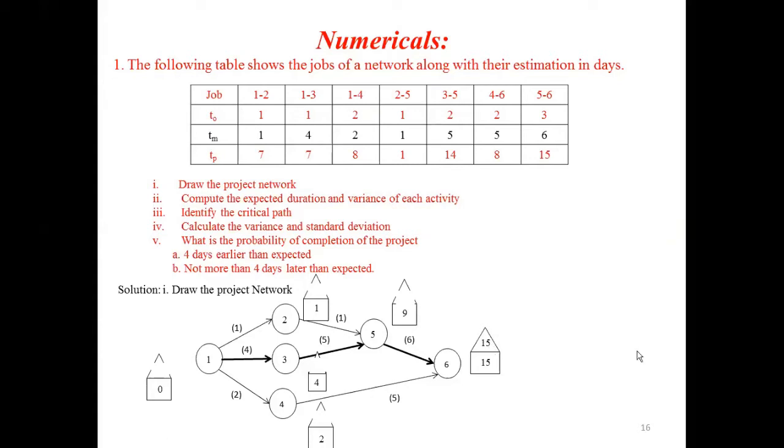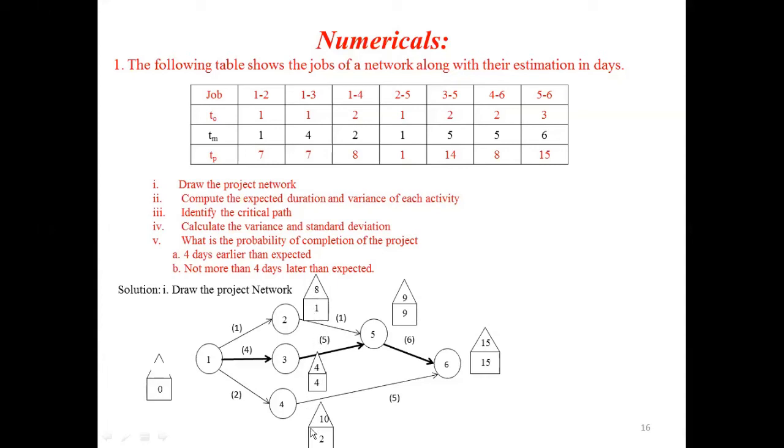Then to fill all these triangle values, you have to start from the ending node. That is a backward pass, that is from the backward direction, from node 6 to node 1. 15 minus 6, you will get 9. Here you write 9. Then next 15 minus 5, you will get 10. Here you write 10. Then next for node 2, 9 minus 1, you will get 8. Here you write 8. Similarly for node 3, 9 minus 5, we get 4.